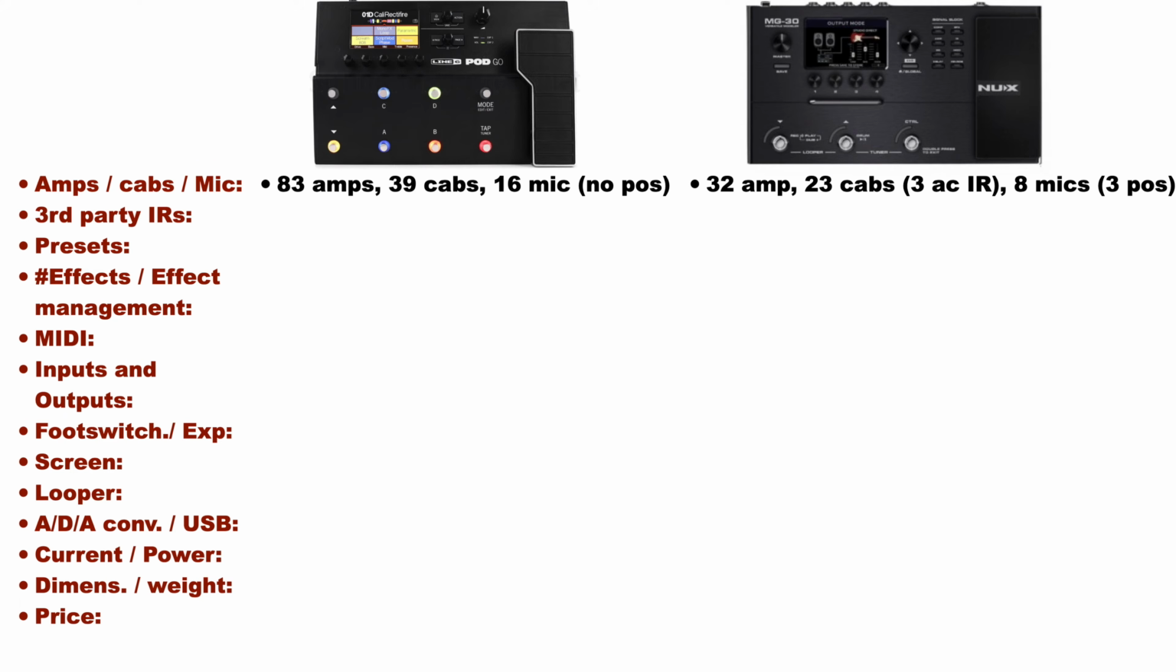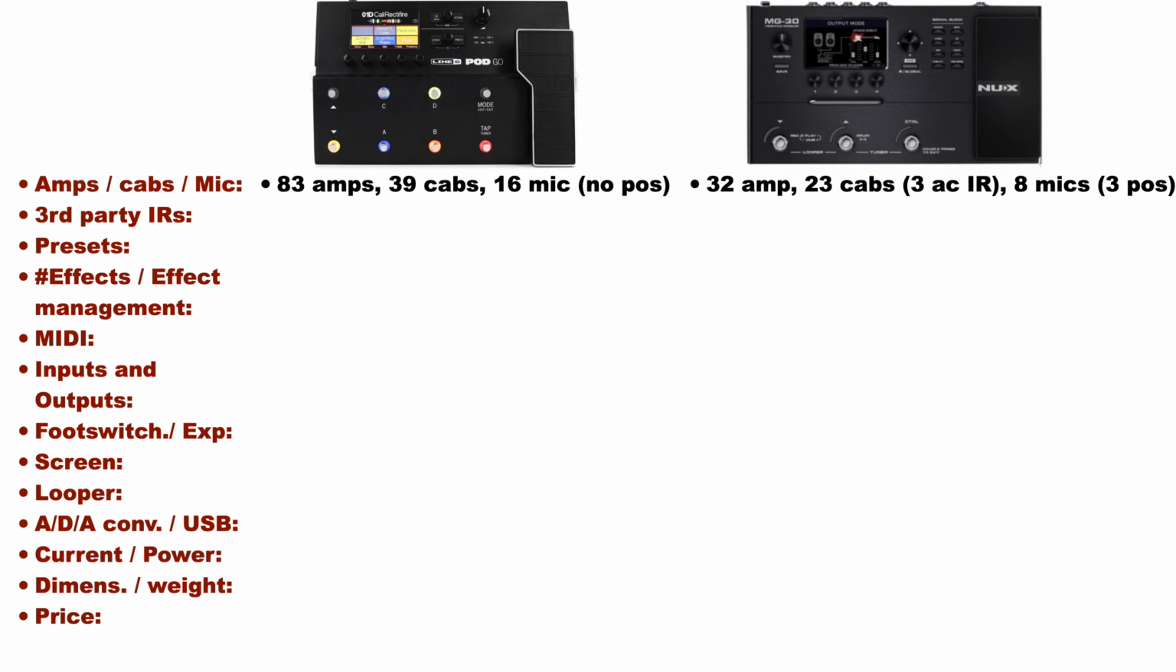First of all, in the Pod Go we have 83 amps, 39 cabs and 16 mics, where you can change the distance from the cabs of the mics but not their position. On the other hand, in the MG30 we have 32 amps, 23 cabs with 3 IRs dedicated to the acoustic guitar, 8 mics with 3 positions available. So here we have the Pod Go that offers more amps but no mic position.